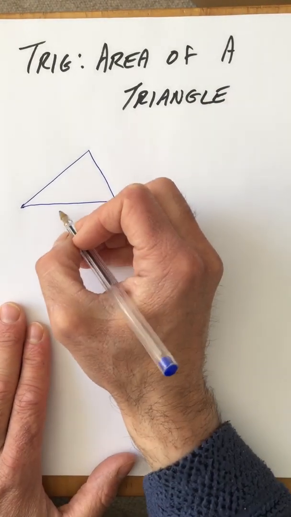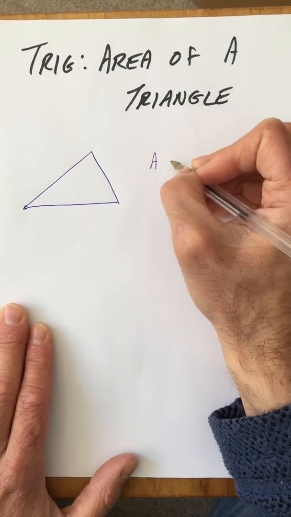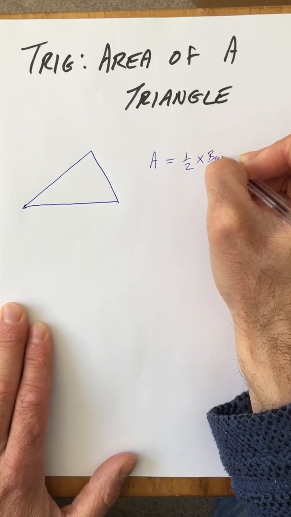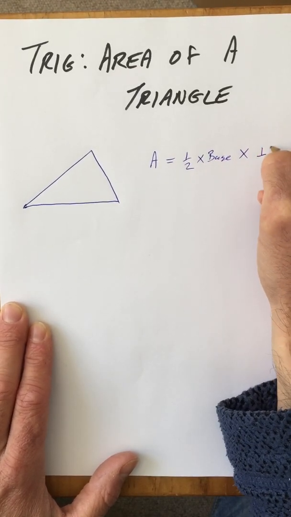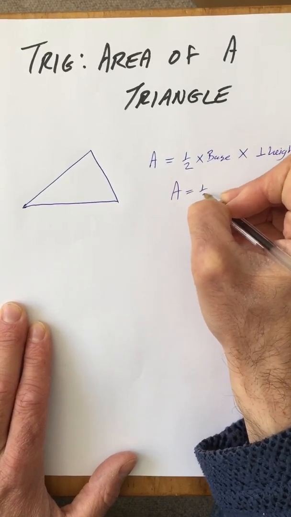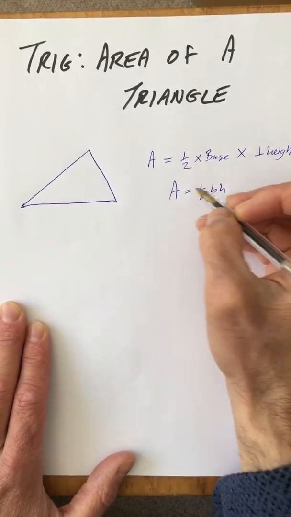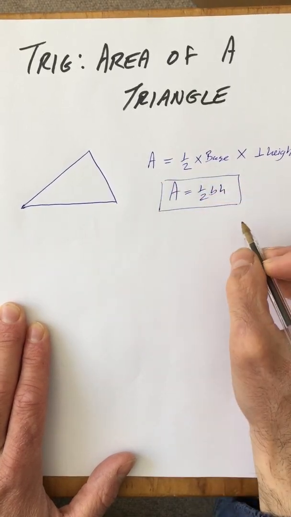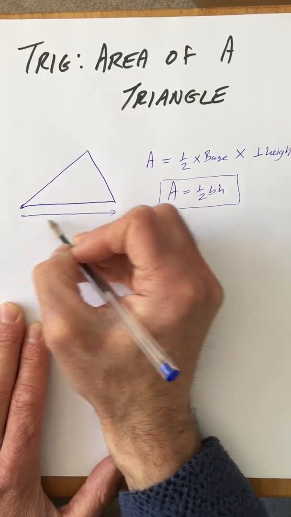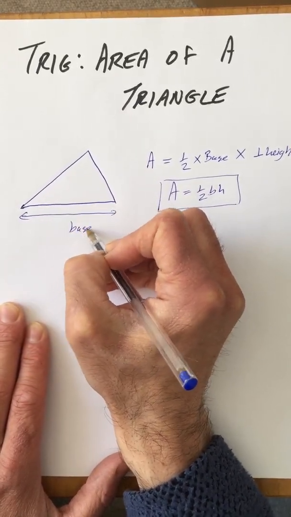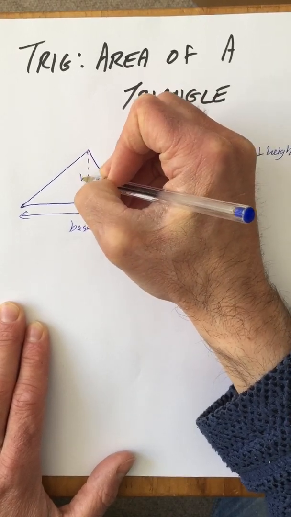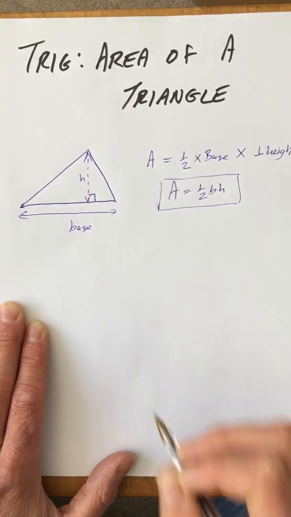The first method that you would be aware of is the area of a triangle A is equal to a half multiplied by the base multiplied by the perpendicular height. Quite often we write this as A equals half BH, where B is the base and H is the perpendicular height. Remember that if this is a triangle, we could call this the base. And if that's the base, then the height that we're talking about is the perpendicular height, which is the height that's at right angles to the base.